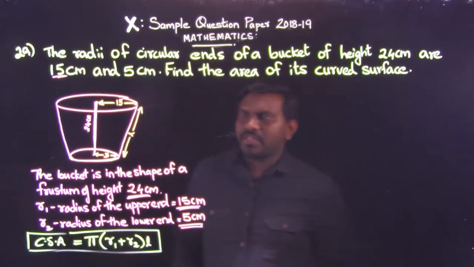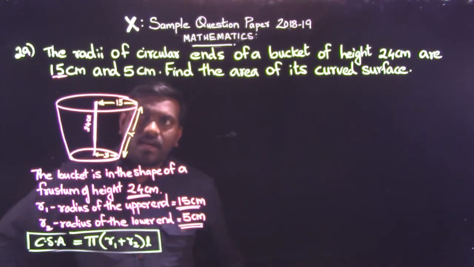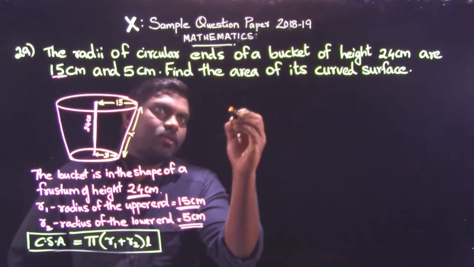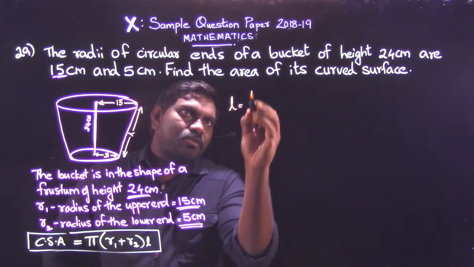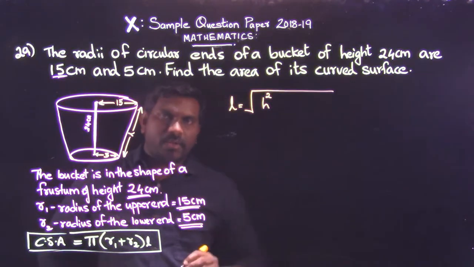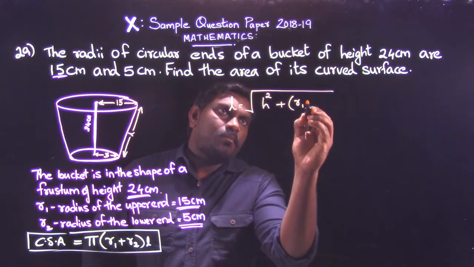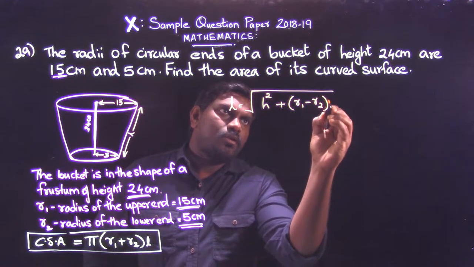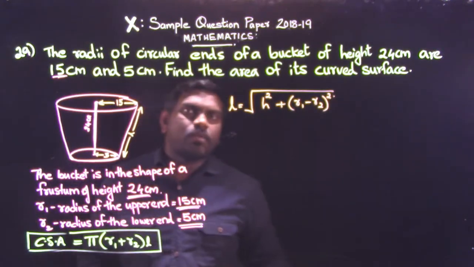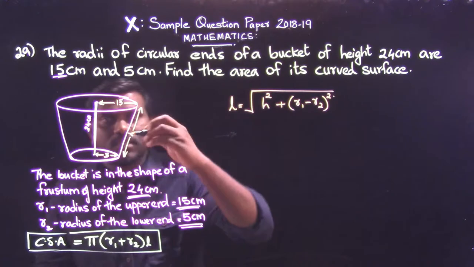Fine. So let's deal with this question first of all. I have this slant height which I need to find, and here L, you have a formula for finding L. I will write the formula and then explain it. L is root of h square plus (r1 minus r2) the whole square. Got it? And how you get this one, that is pretty much important.